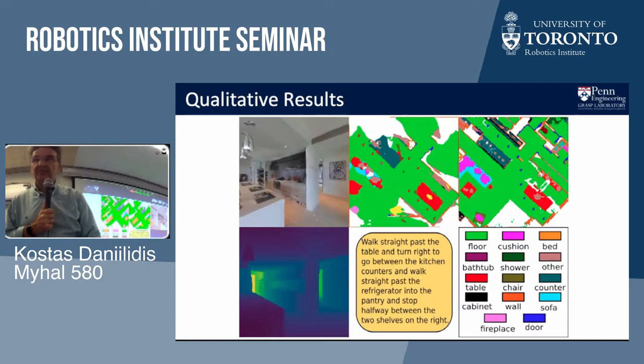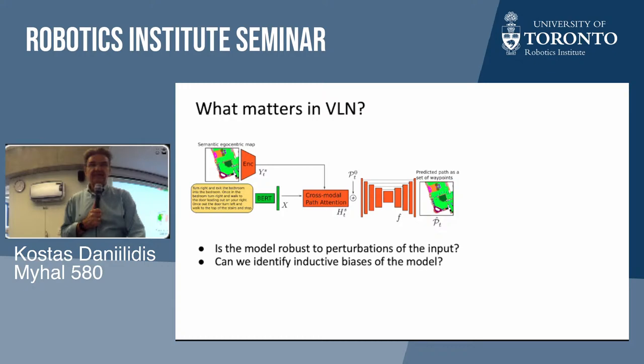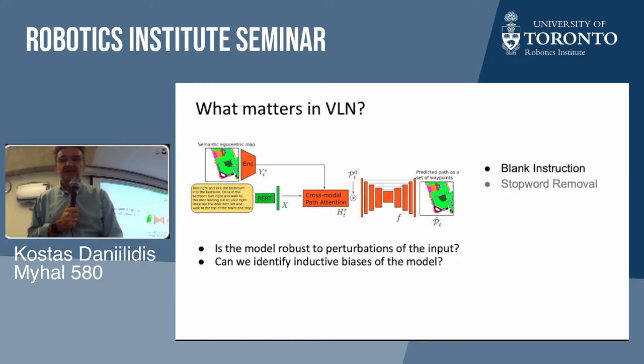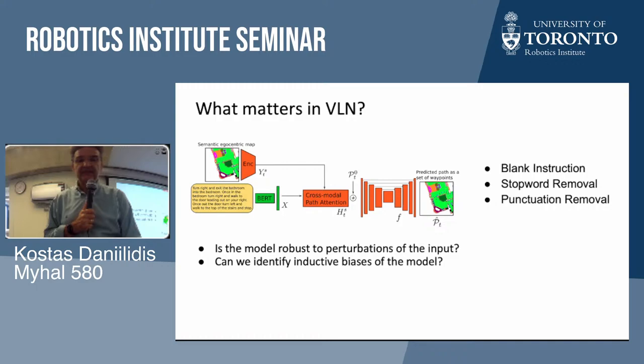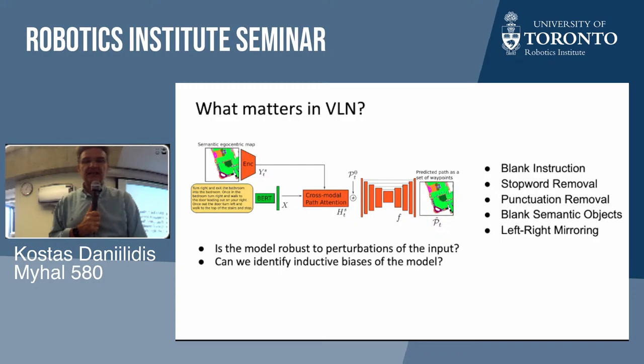Let me go to some ablations we have done to study what really matters in the VLM. We've done several experiments. One is to eliminate the language completely. Who knows? Maybe our network really doesn't pay attention to the language. The next is the stop word removal, which I'm not going to show. We had several language removals. I'm going to show blanking the semantic objects, which means no information in the map. And the last one is very interesting, which is the left-right mirroring.